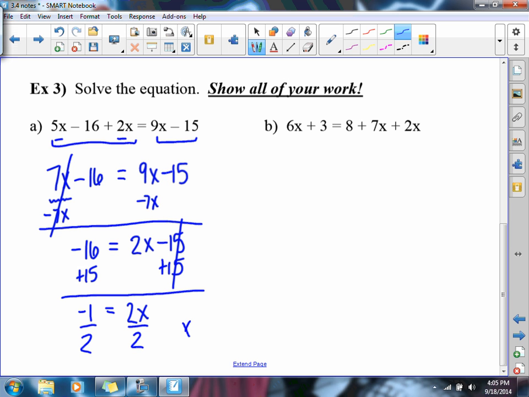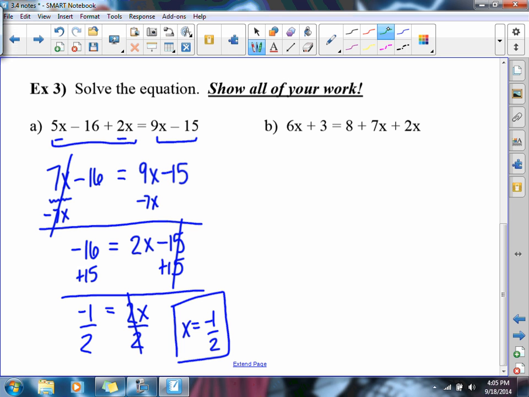So I'll get x equals negative 1/2. Okay, because the 2 and the 2 divide out, so the x is isolated now. And again, that's a fraction, but it doesn't mean that it's wrong. It's okay to have a fraction or a decimal or a whole number as your answer. And if you wanted to write that as negative 0.5, that would be okay too.